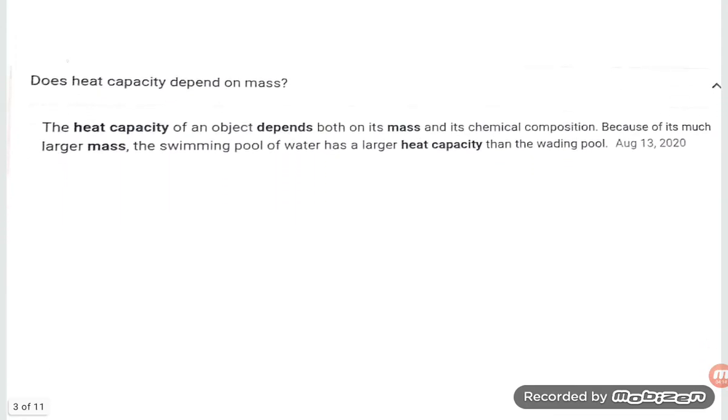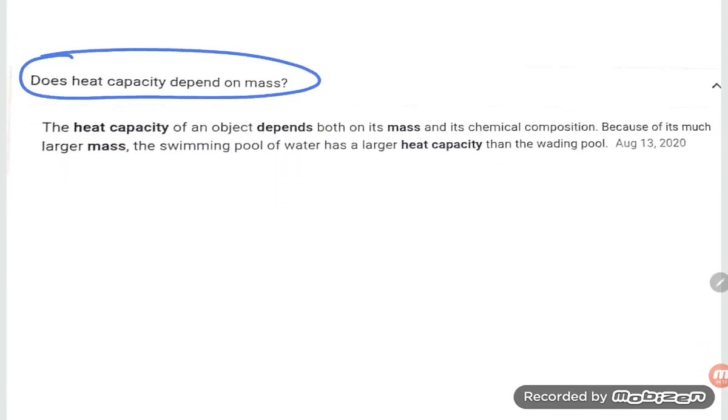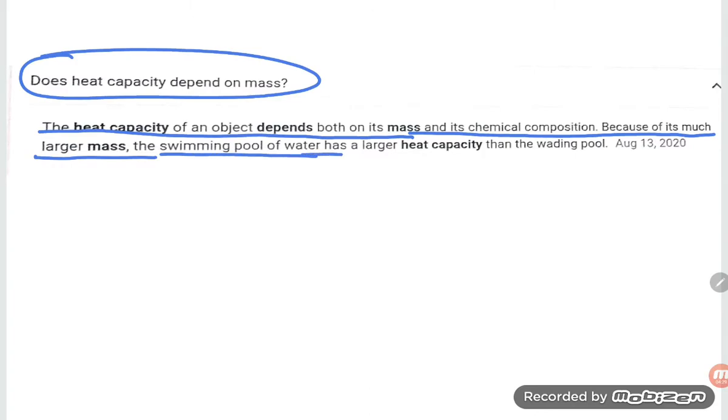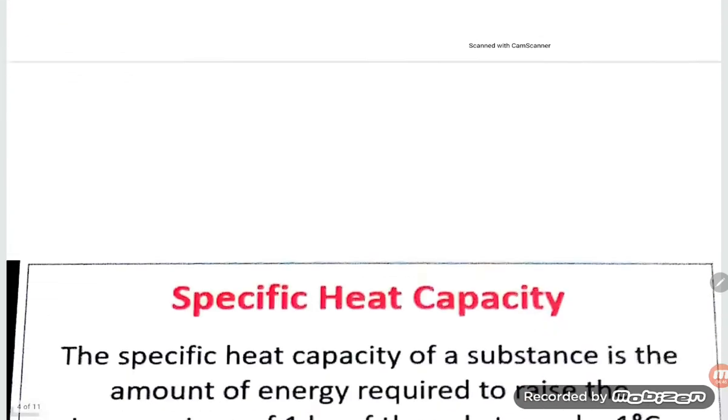Next question: does heat capacity depend on mass? The heat capacity of an object depends both on its mass and its chemical composition. Because of its much larger mass, a swimming pool of water has a larger heat capacity than a wading pool. So the heat capacity of an object depends both on its mass and its chemical composition.